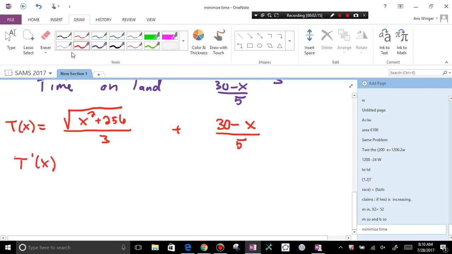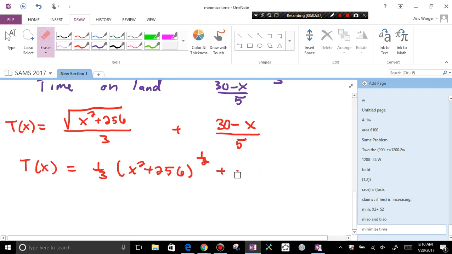G prime of x is equal to, well, I think let's go ahead and rewrite first. I'm going to prep this for derivative surgery, right? I feel like a doctor. T of x equals 1/3 times (x squared plus 256) to the 1/2 plus 1/5 times (30 minus x)... actually, let's just go the whole way. It's 6 minus 1/5 x. Right? That is t of x, right? I've rewritten this so that it looks ready to go for derivative, and then we'll take one. I'm going to set this equal to 0 and solve.